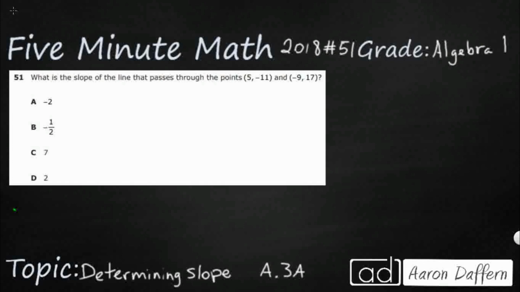So we have a line that passes through these 2 points, and we simply need to find the slope. Well, what we want to do here is use this particular formula. This is our formula for slope. We've been looking at this since about the 7th grade, right? So slope is the change in y over the change in x. To help us keep that straight, sometimes we'll say rise over run.